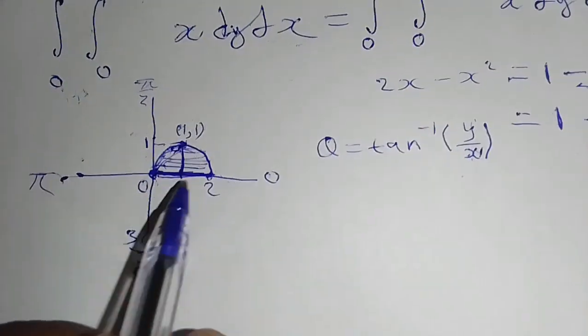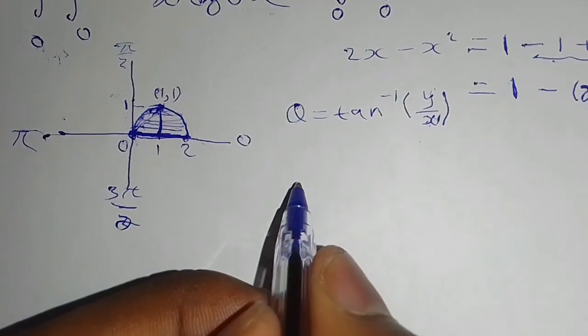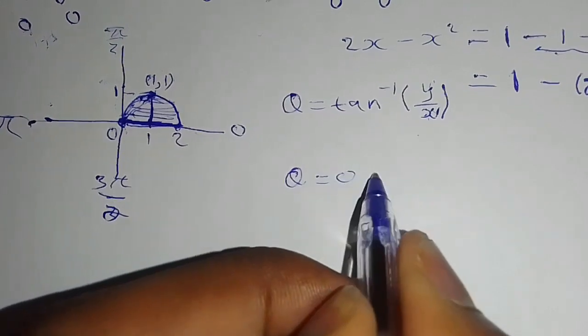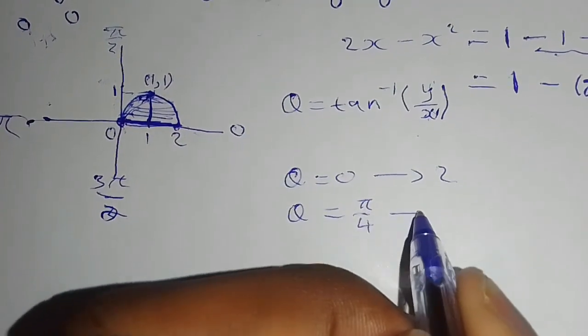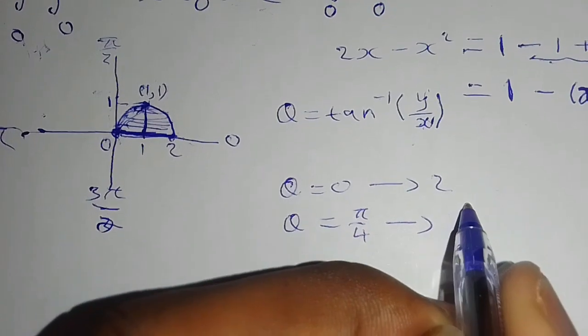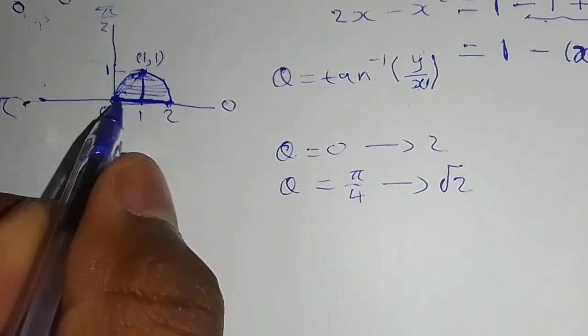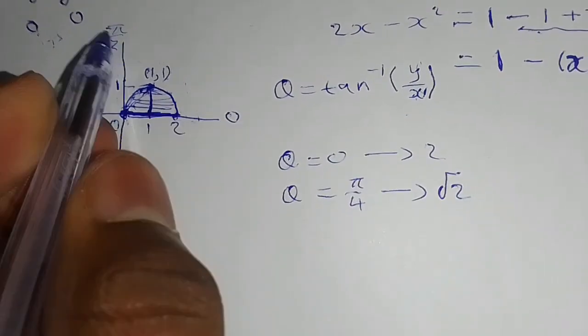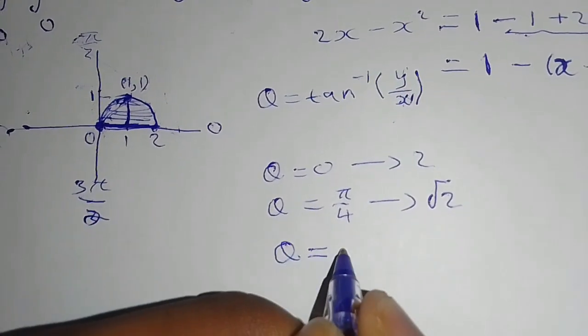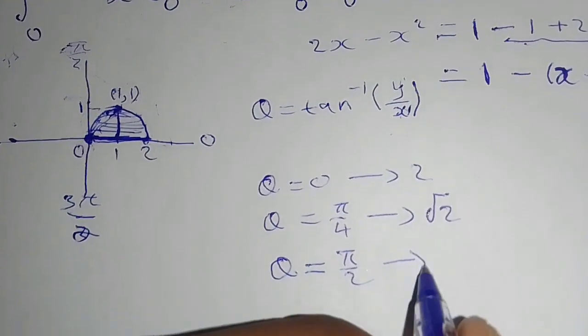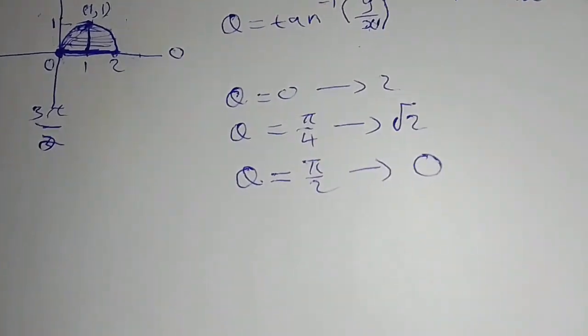So our radius is dependent on theta. In this case, if theta equals 0, you have a radius of 2, and if theta equals pi over 4, then you have a radius of root 2. And notice something: when our angle reaches pi over 2, we have this dot right here, basically implying that if theta equals pi over 2, then our radius is technically equal to 0.